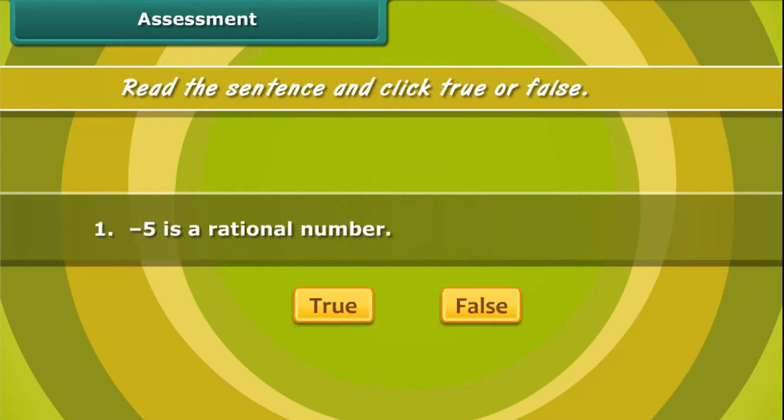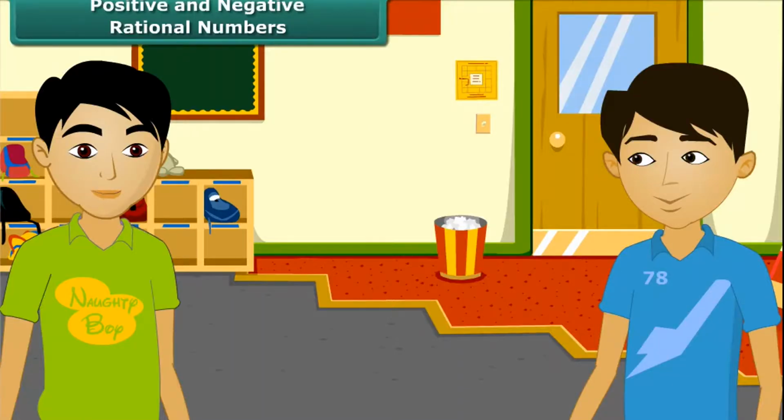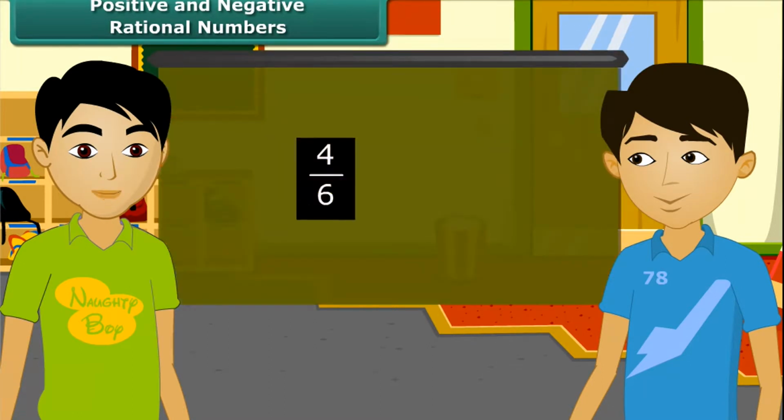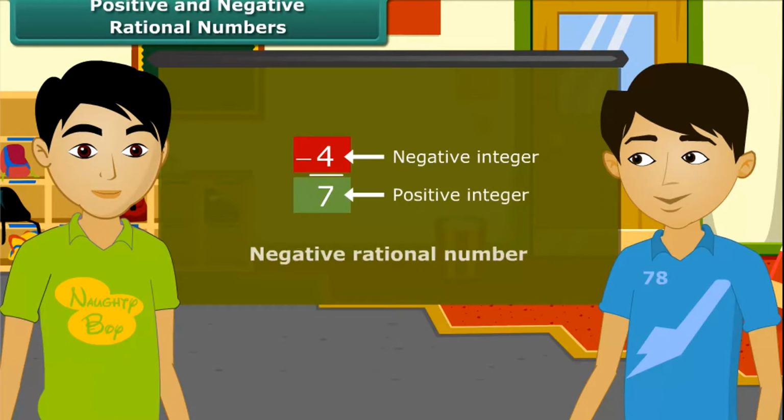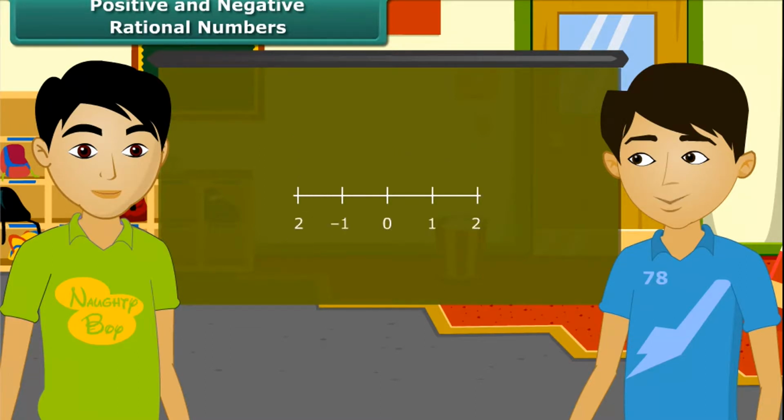Before proceeding further, let us know how much you have learned. Click true. Do you know what we call a rational number which has positive numerator and positive denominator? That rational number is called a positive rational number, I guess. And what are the negative rational numbers? When the numerator is a negative integer and the denominator is a positive integer. For example, -4/7.